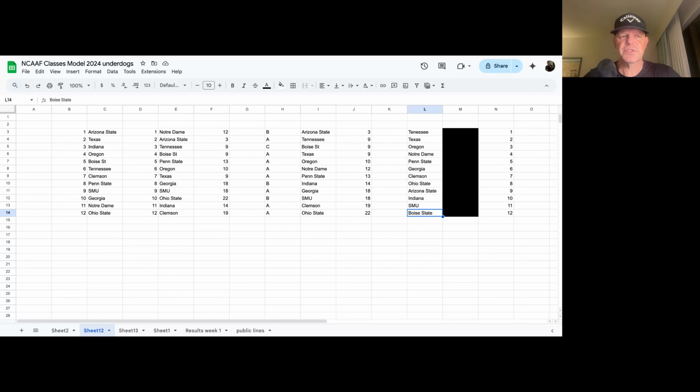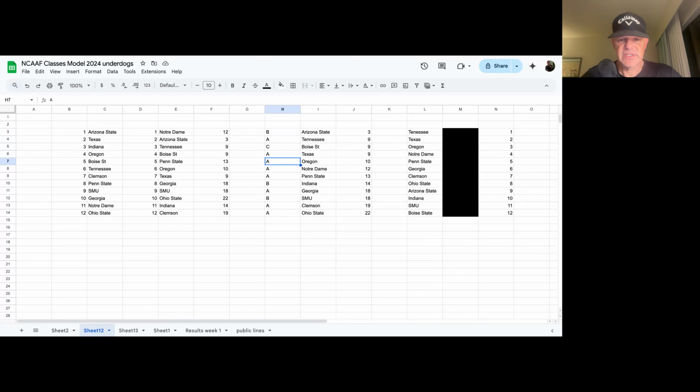Now, there's several resources that you use. If you're a client, I actually show you the resource that I use. But for now, I can explain this to where you can understand it. So look right here, Arizona State. I gave Arizona State a B. So they are a B team. Tennessee is an A team. Boise State is a C.